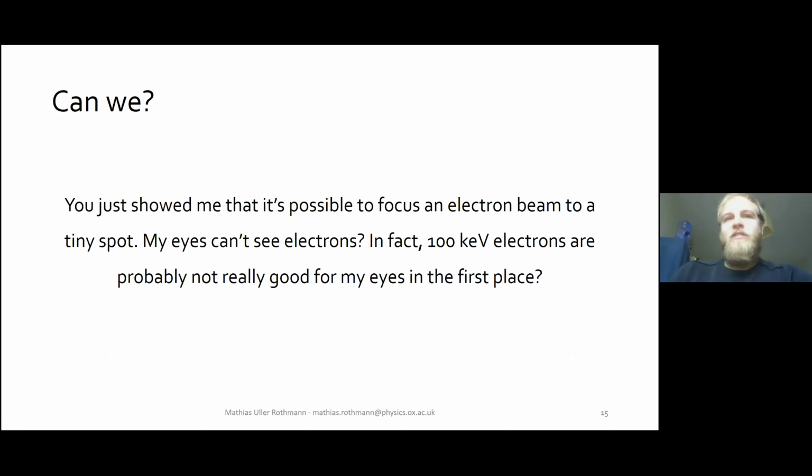But then obviously you might be thinking, well, really, can we? Because when you look at something with your eyes, you don't see things that are a few hundred nanometers apart, you see them as an object, right? So I showed you that it's possible to focus an electron beam to a tiny spot, but our eyes can't see electrons. And in fact, it's probably not really good for us if we try to look at electrons accelerated to 100 kilovolts. Probably not very good for our eyes in the first place.